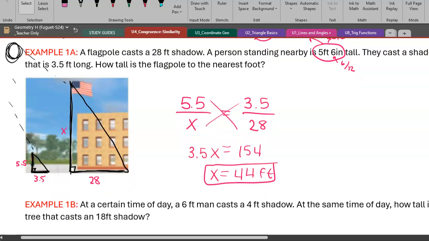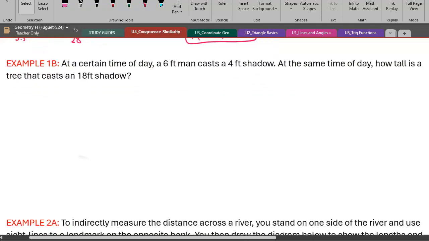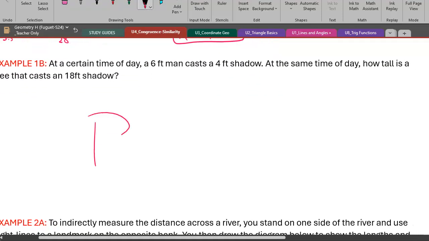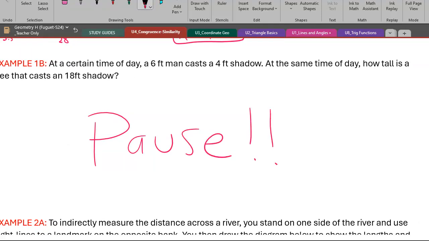Let's go ahead and have you try example 1B. Go ahead and pause this video and give this a shot.